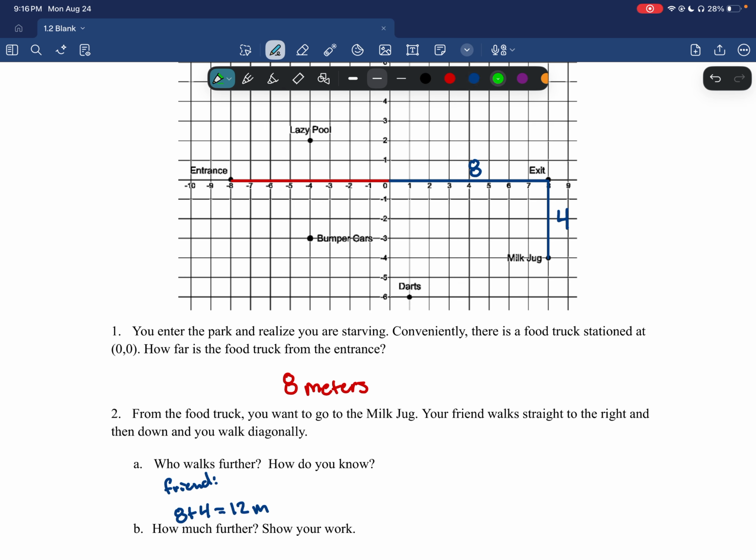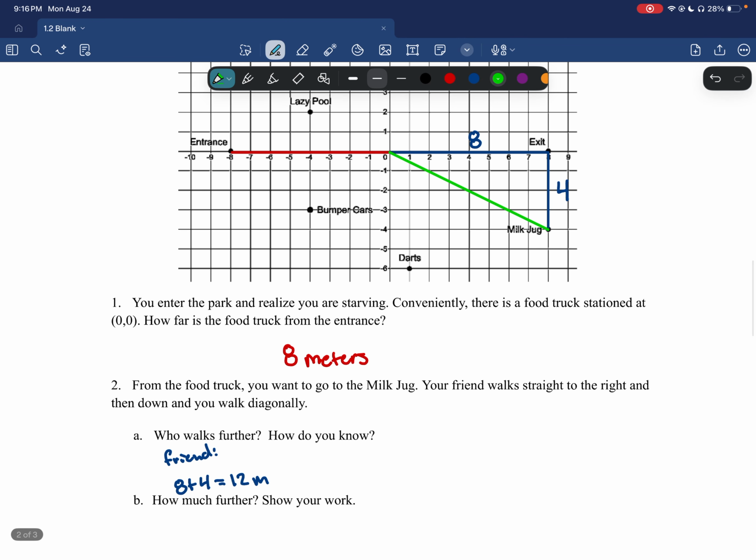Okay, now let's see how far you walked. Well, you walked in a straight diagonal line. Okay, so that's your path. We need to find this distance right here. How do we do that? We use the Pythagorean theorem. We know the lengths of our sides here, so we can just use those. These are the legs of our triangle, right? We're trying to find the hypotenuse. So we have an A, we have a B, and we are finding C. So I'm going to do 8 squared plus 4 squared is equal to C squared.